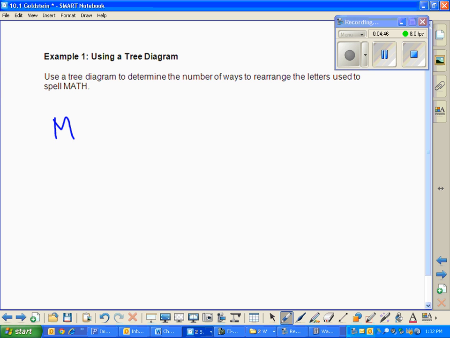What are our options for the second letter? Yeah, Noah? Yeah, we can pick either A, T, or H. Those are our three options after we picked our first letter as M. If we did pick A, our two options after that would be T or H, right? If we picked M-A-T, what do we have to pick then? H. That's the only thing that's left. M-A-H, we'd have to pick T. That's what we're doing here.